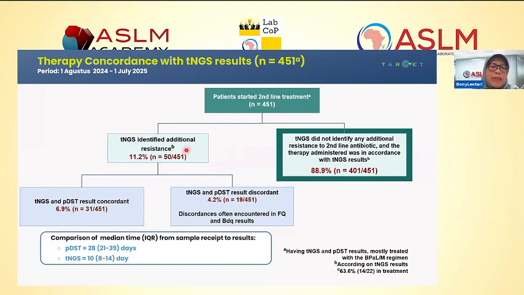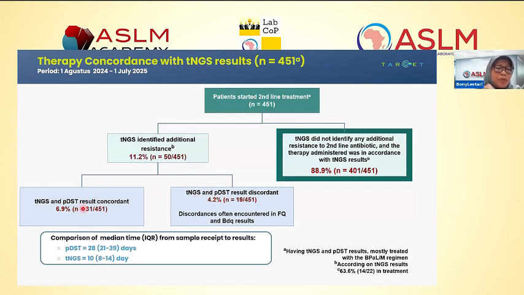But then we also see that tNGS showed additional resistance compared to what was identified through Xpert Ultra and Xpert XDR. And it turns out that when we waited for the phenotypic DST result, it was actually concordant. So 7% is actually concordant. But then 4.2% showed a discordant result. These discordances we usually find for fluoroquinolones and also bedaquiline.